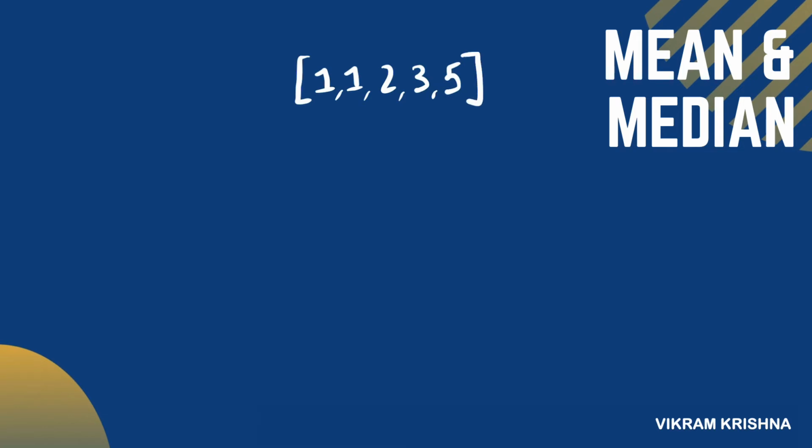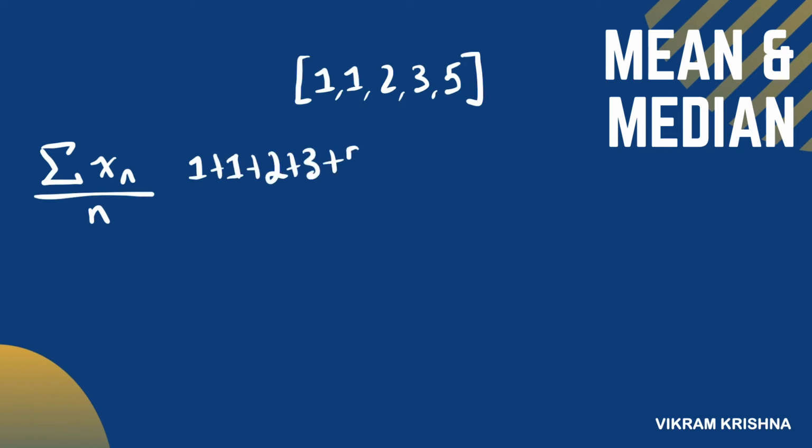So in order to calculate the mean, what you're going to do is take the sum of all the values and then divide it by the number of values. So in this case, you would do 1 plus 1 plus 2 plus 3 plus 5 all over 5 values, which is 12 over 5, which is 2.4.